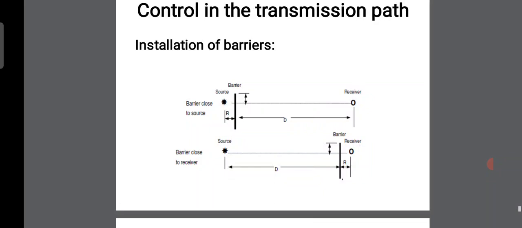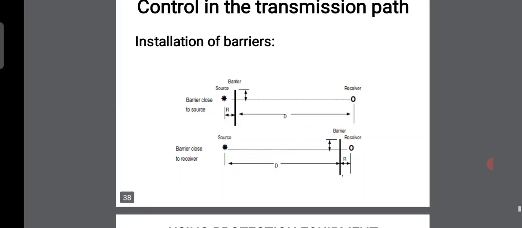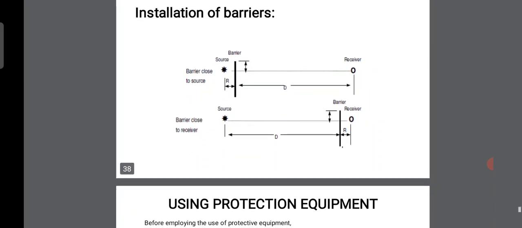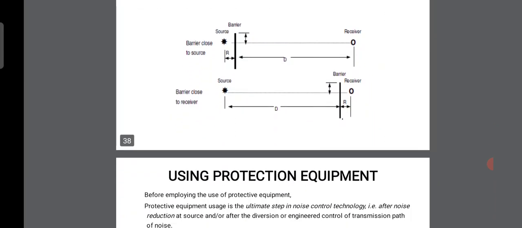So you can see the star denotes the source from which noise is generated, and a circle or oval shape indicates the receiver. The distance or the area or the medium between these two is called the transmission path. So we can introduce a barrier either close to the source or close to the receiver so that the final noise level received by the receiver is at a lower level.